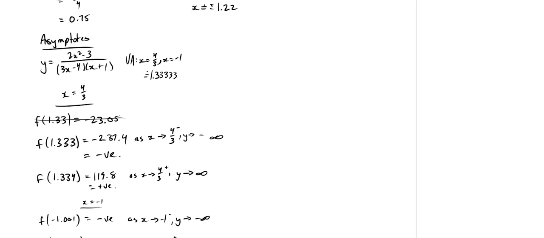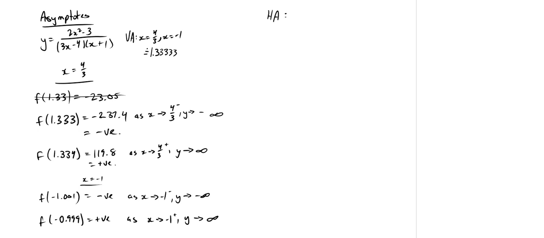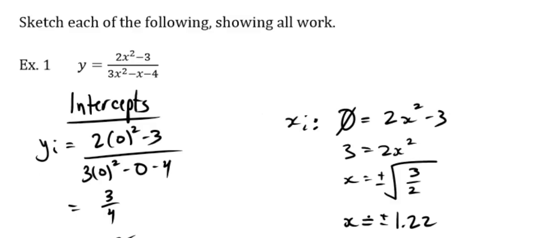Now, so those are vertical asymptotes. Now I'm going to come up here and do, if you have enough room on your page, you could do it below there as well. I'm going to do the horizontal asymptote. Again, we have two versions of the equation for this function. Which one do I want to use to find the horizontal asymptote?